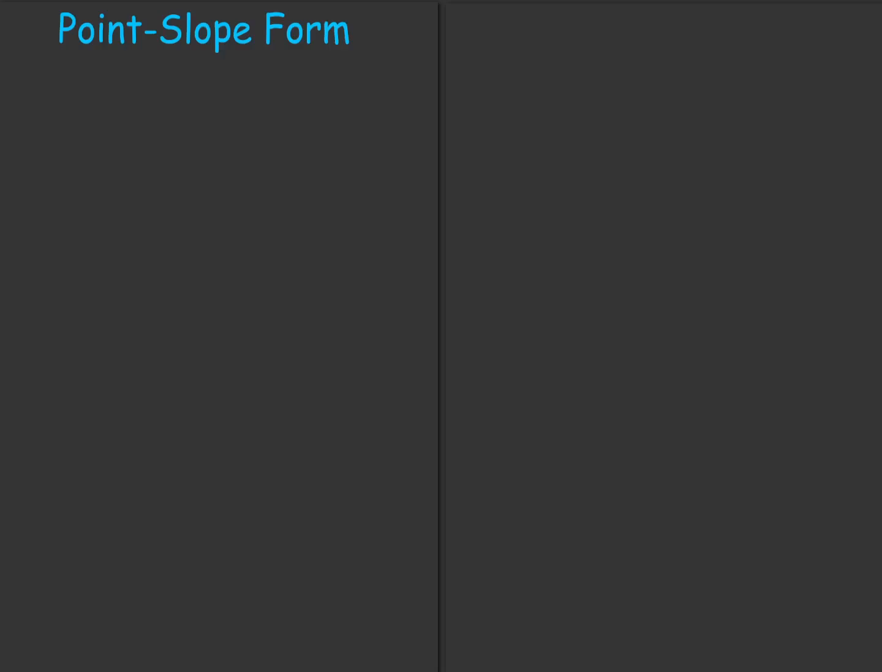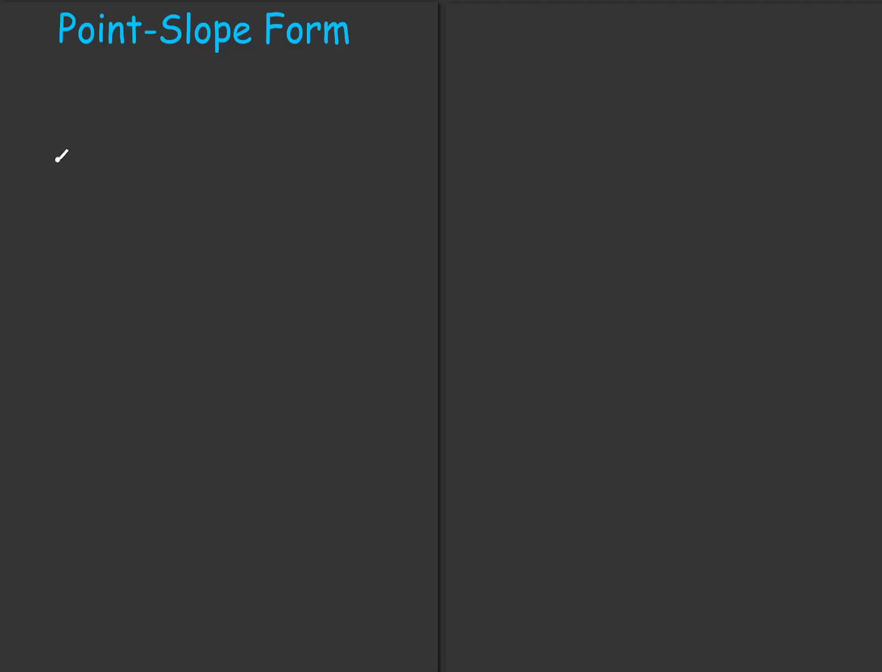Now, in this lesson, we are looking at the point slope form of finding the equation of a line. The point slope form is a direct way to write the equation of a line when you know the slope, that is the gradient, and you have any point on the line. So all you need is the slope and at least one point.